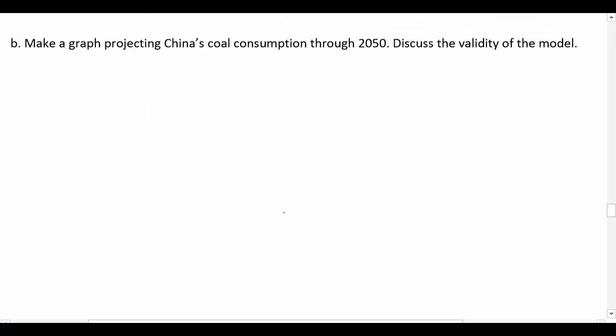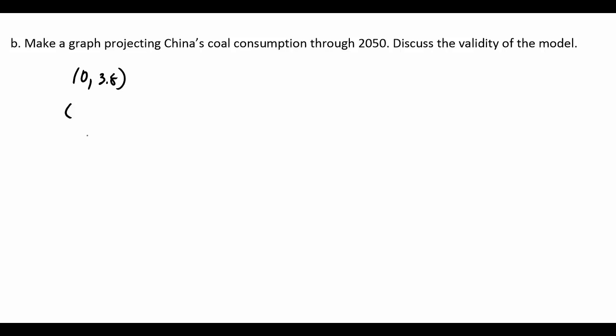Second part, make a graph projecting China's coal consumption through 2050, and then talk about the validity of this model. All right, so let's go through how we want to do this. We need a couple of points. So we've got 0, and the amount at time 0 is 3.8. And then I need doubling time. So how long does it take for it to actually double? Well, we need to go back and use another formula. We actually weren't given that information.